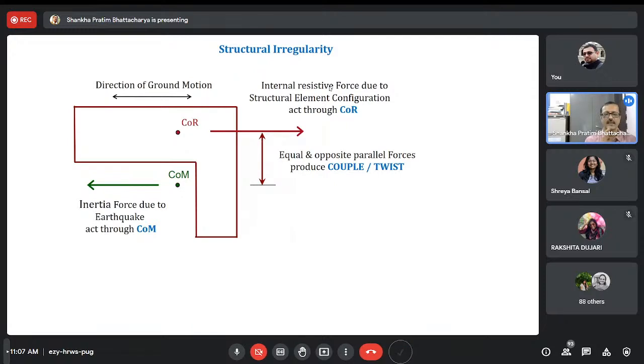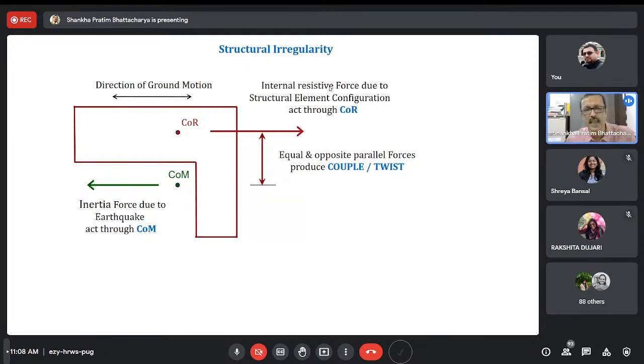Again, just imagine you are standing in a bus or a train. If the plan is regular, suppose a square, circular or rectangular shape, the COM and COR will be the same point. If it is symmetrical, then this deviation will not be there. At least the couple will not be there. You may have forces to resist, but the couple will not be there.